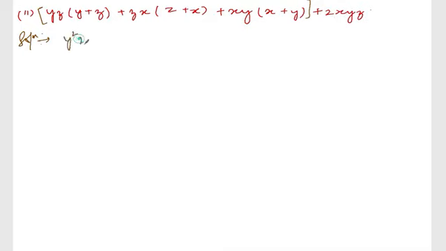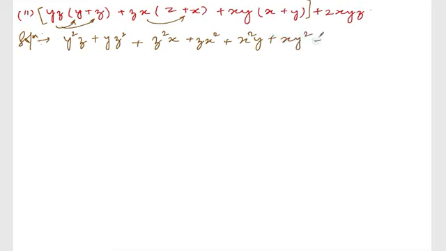Now yz into y square z, yz into z, it will be yz square, plus zx into z, it will be z square x, plus zx into x, it will be zx square, plus xy into x, it will be x square y, plus xy into y, it will be xy square, plus 2xyz.